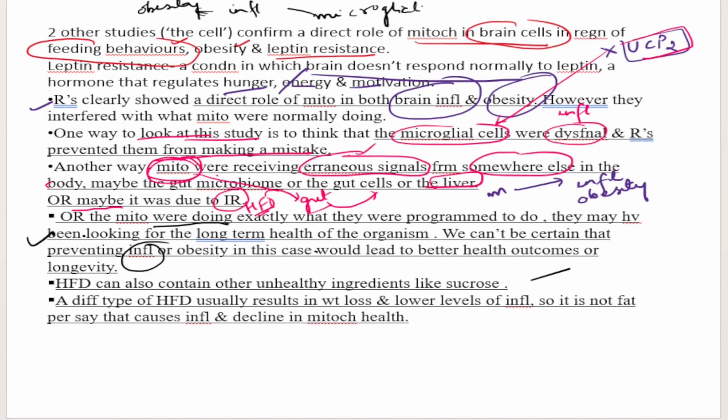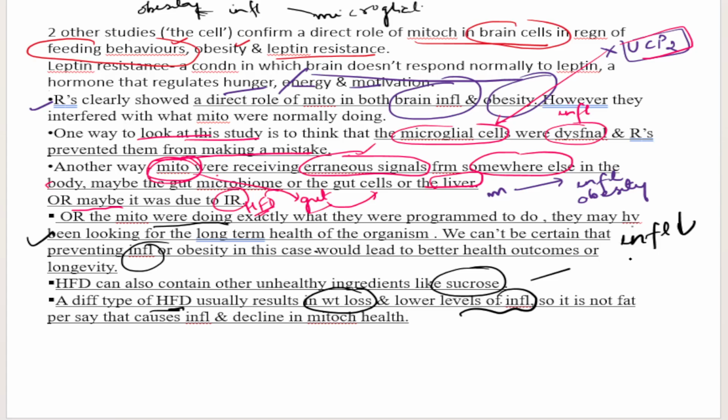Now, high fat diet can contain unhealthy ingredients like sucrose also. But then there is a different type of high fat diet that results in weight loss and lower levels of inflammation. So there are certain high fat diets which result in weight loss and which cause lower levels of inflammation.